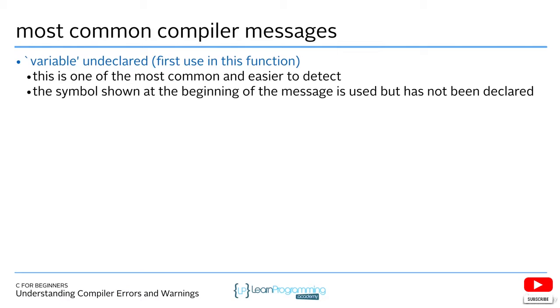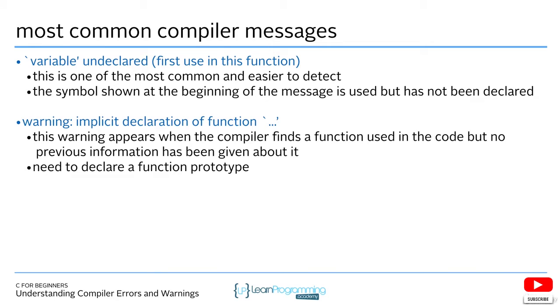If a variable is undeclared, you'll see this message: variable undeclared, first used in this function. This is one of the most common and usually easier to detect. It will also display the symbol before this message. It will basically say that you're trying to use this variable, but you never actually declared it. We know that when you declare a variable, you specify the data type. You can't just start assigning data to variables that don't exist.